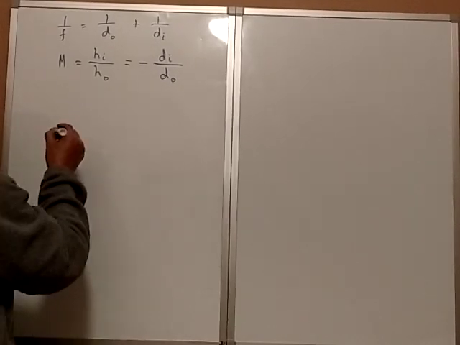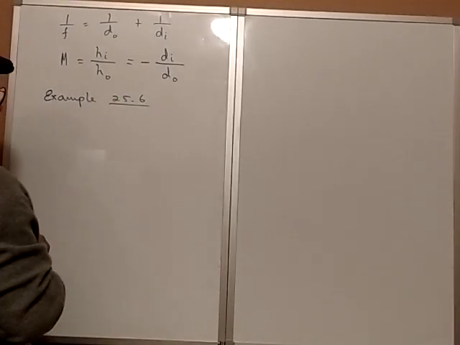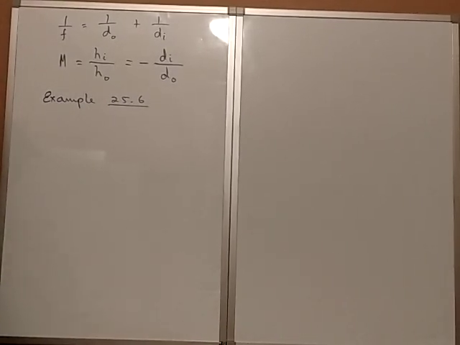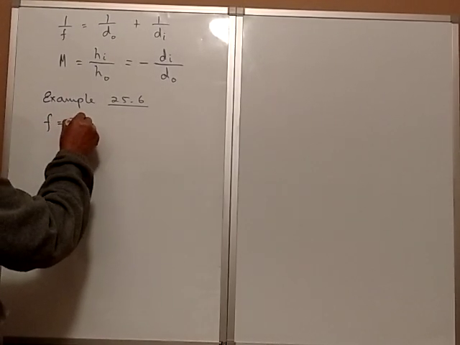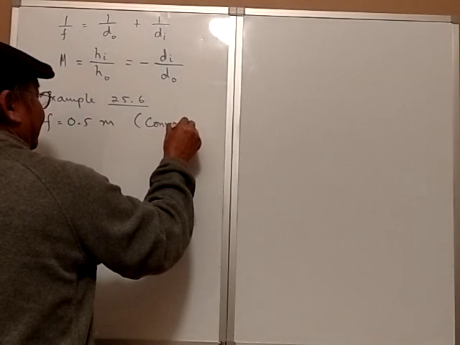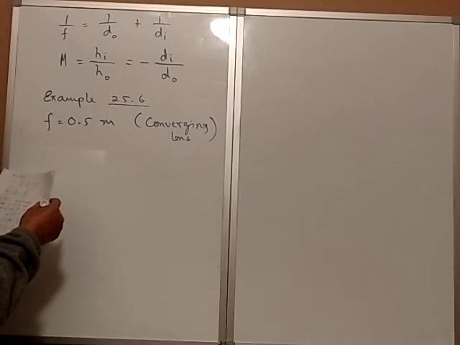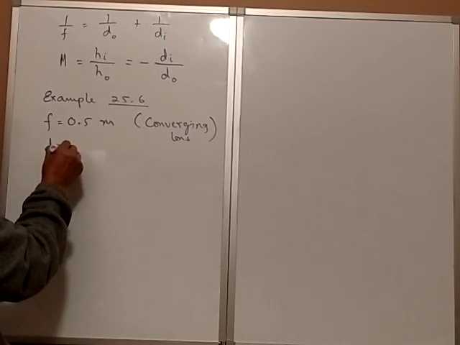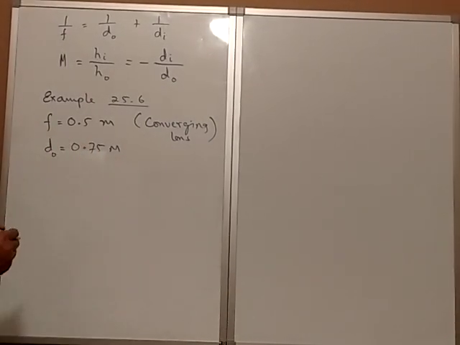So the first example that we want to do is example 25.6. Here you are given a converging lens, or convex lens, and the focal length of the lens is 0.5 meters. So little f is equal to 0.5 meters. There's a converging lens. And then a light bulb is put at 0.75 meters away from the lens. So that's an object. So we call it d sub o is equal to 0.75 meters.